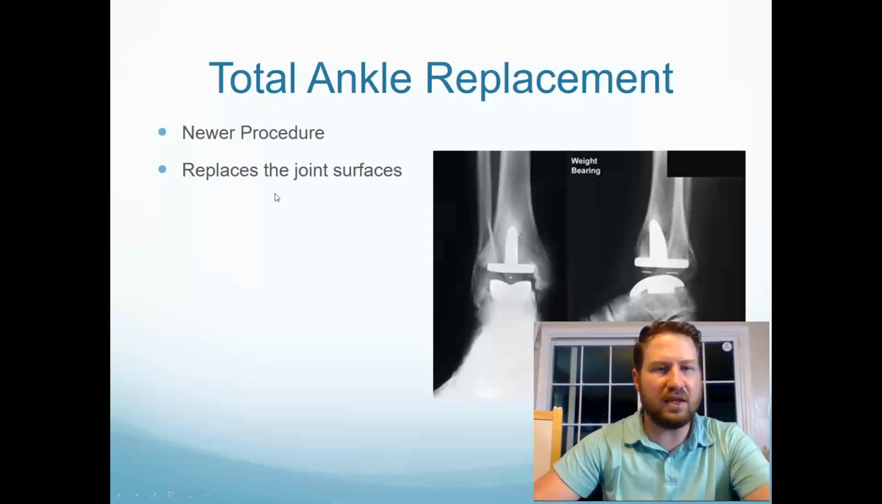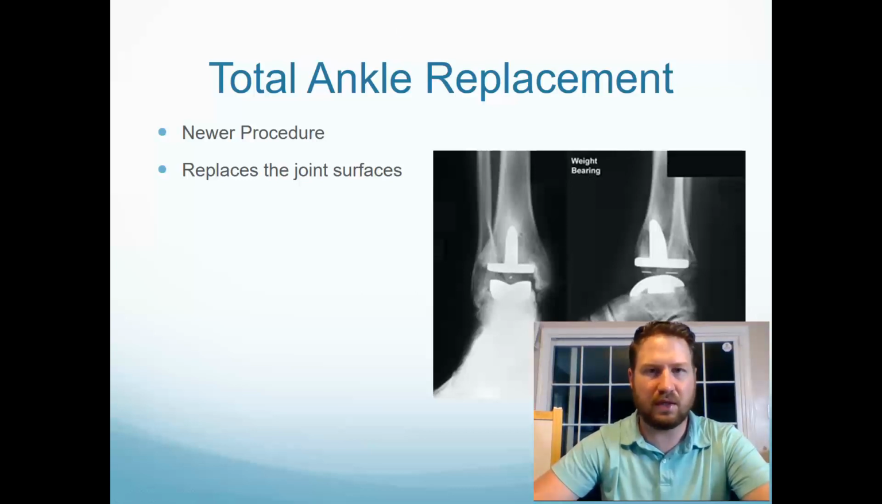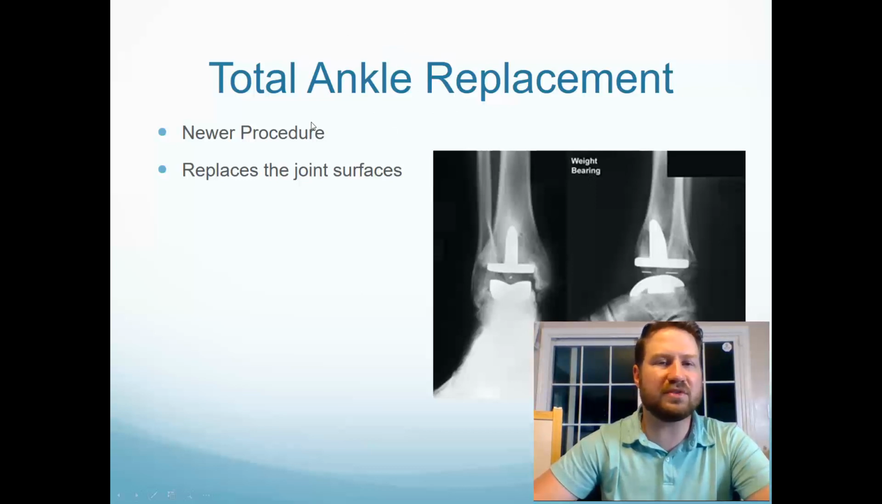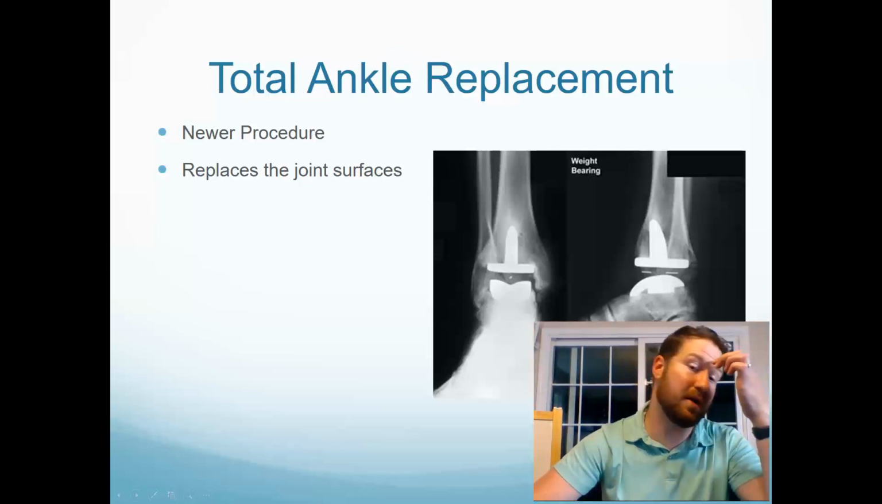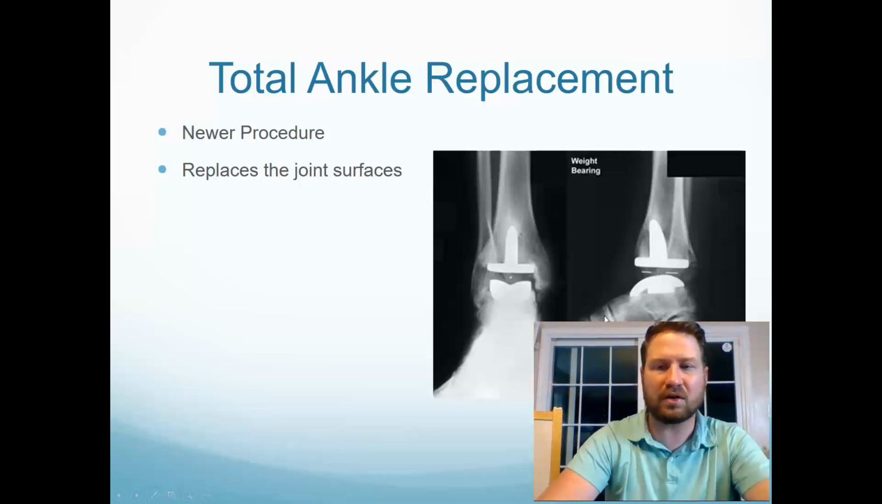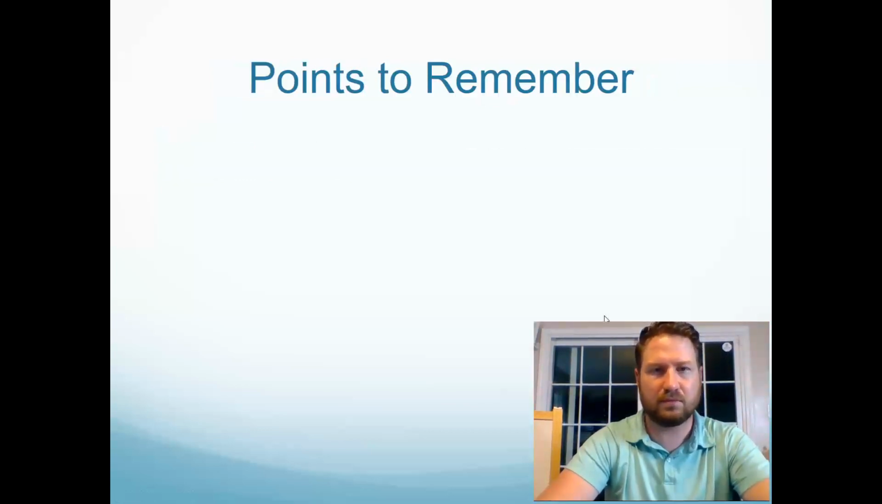If the joint of the ankle joint itself is degenerated, the new thing that's coming out is a total ankle replacement. When I was in practice 5 years ago, I had seen like 3 of them. Okay, in the past 5 years, the surgical procedures have gotten more refined. The prosthetics have gotten more refined, and it's my understanding that these are becoming a little bit more common. They usually just fuse them.